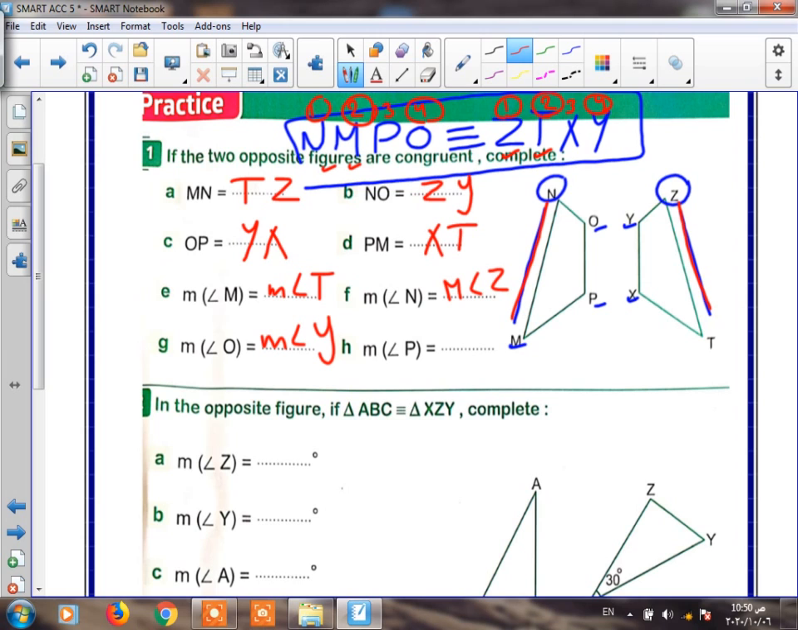And the last question here I have measure of angle B equal to measure of angle X, because B is number 3 and also the other one in the key, X is the third one, so it will be measure of angle X. Okay, let's take another example.